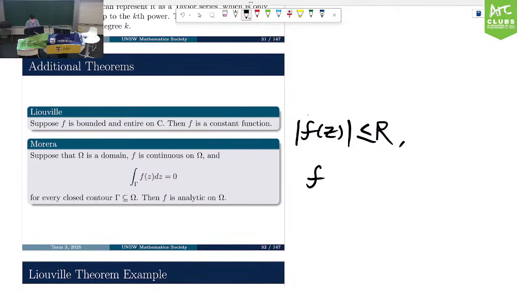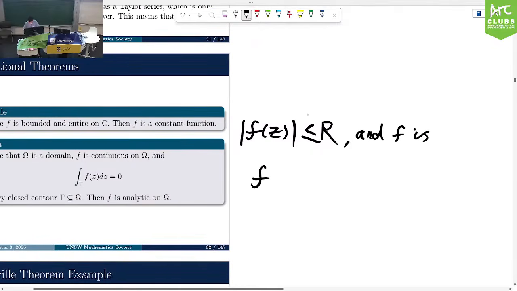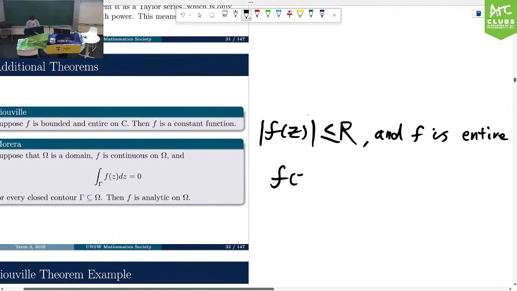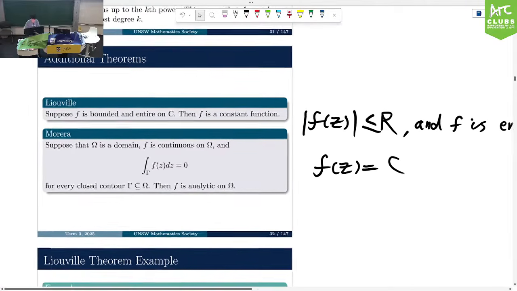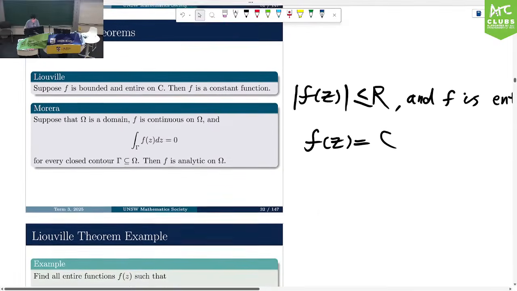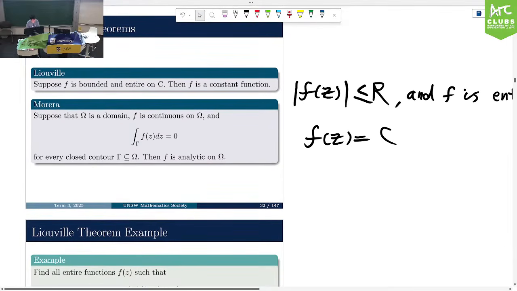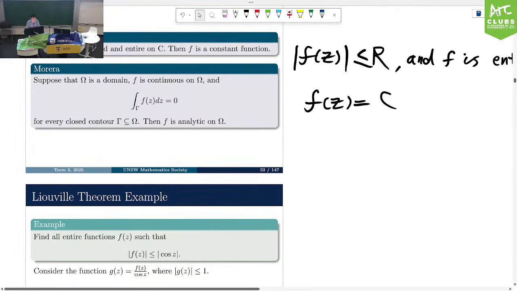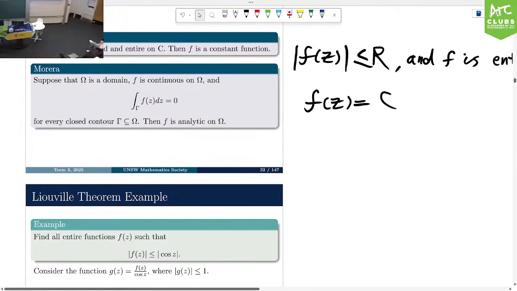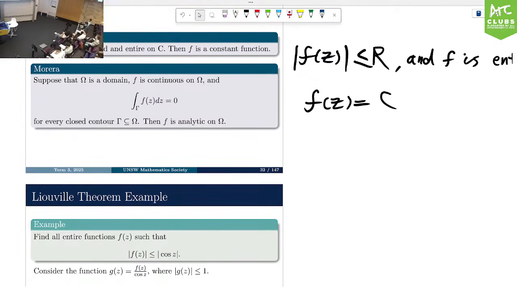So f is entire. Then we know that f(z) has to equal some arbitrary constant, let me just call it c. And this is Morera's theorem, which is really just the reverse of Cauchy-Goursat. So Cauchy-Goursat also applies in other ways. If a contour integral around any closed contour is 0, then f must be analytic in omega.